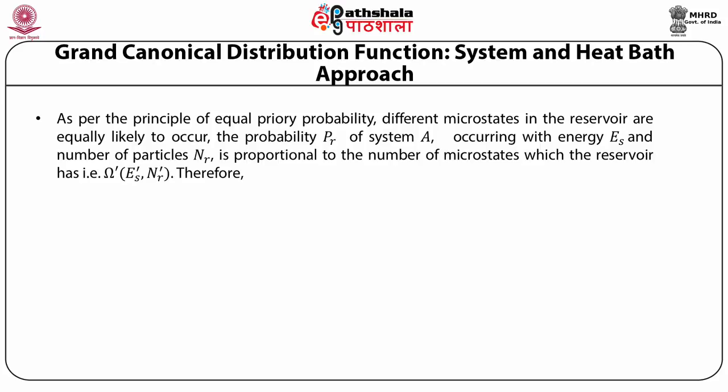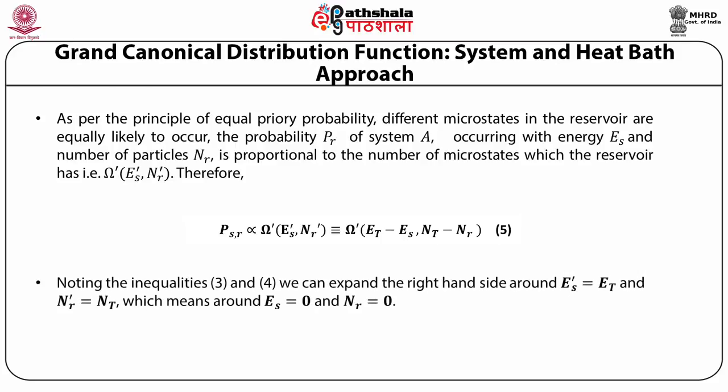The probability PSR of the system A occurring with energy Es and number of particles Nr is proportional to the number of microstates which the reservoir has, that is, Ω′ as a function of E′S and N′R. Therefore, PSR is proportional to Ω′(E′S, N′R), which is equivalent to Ω′ as a function of (E total − Es, N total − Nr).